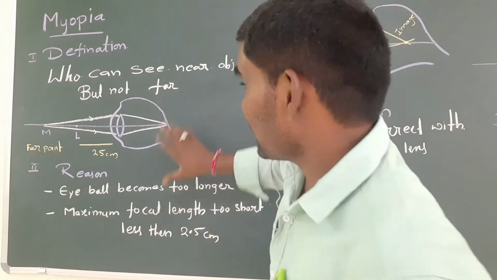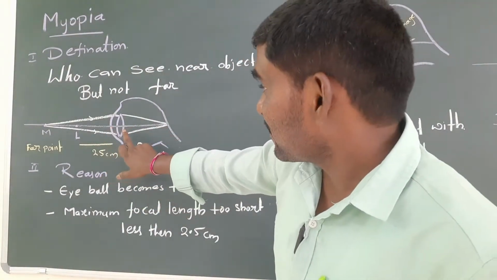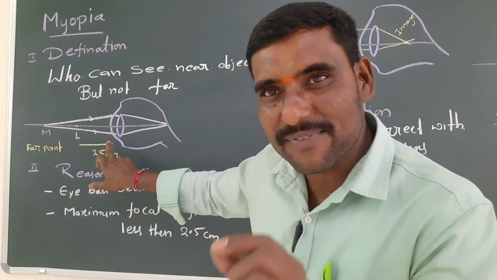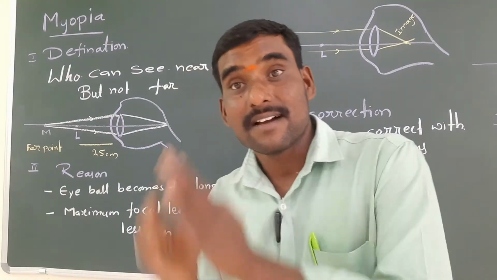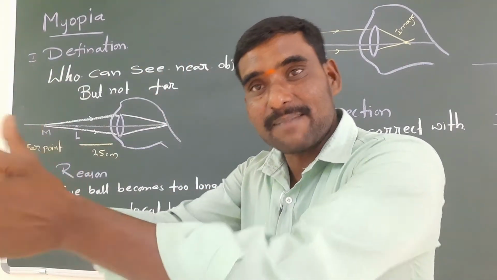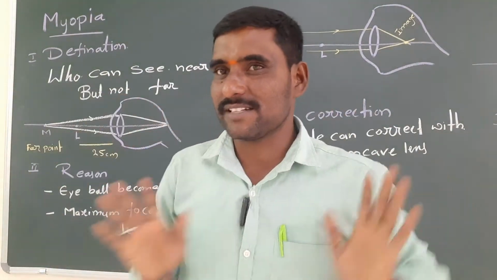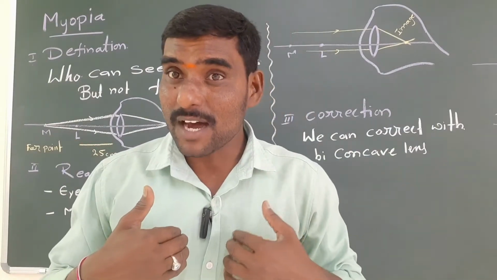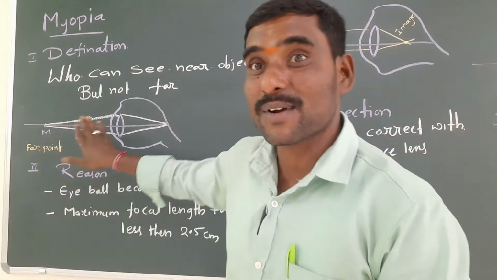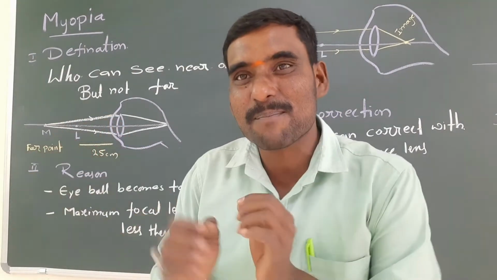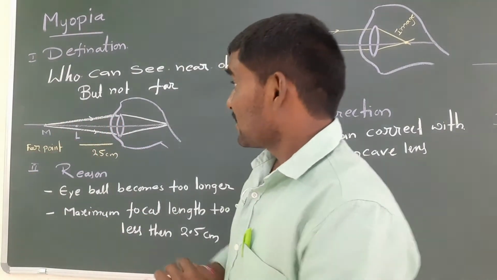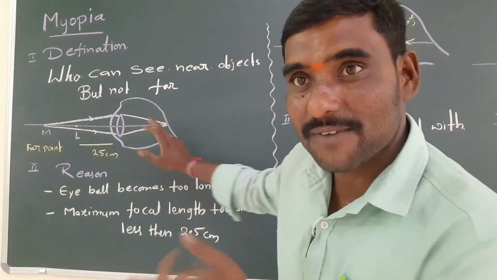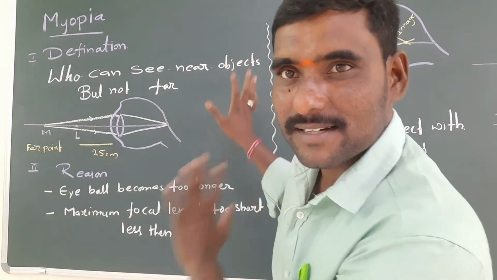See here, in the diagram, this one is the lens, L is the least distance 25 centimeters, M is the far point. Up to that far point, the image forms on the retina, so they are able to see. This person's far point is this one only. My far point is infinity, I can see infinity, but this fellow can see only up to M. M is the far point. After M, he can't see. From M only, the image forms on the retina.